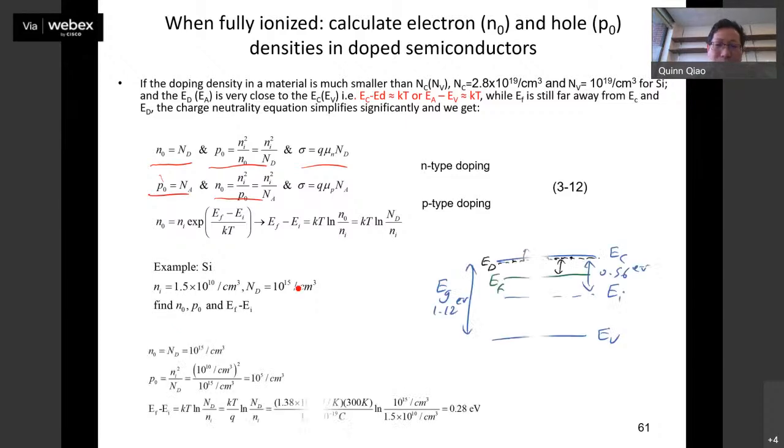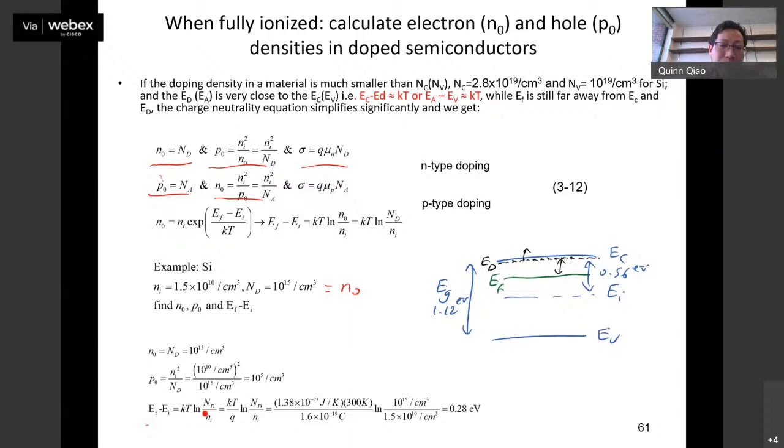I'm going to show this here. If you have the band gap, you have Ei here, you have EF here. If you dope with N-type, EF typically gets closer to EC. If you dope with P-type, EF gets closer to EV. With this, you can calculate, if the question asks you: I know Ni, I know the donor concentration, and this one is Nn. Nn equals ND, 10 power 15. Pn will be Ni squared divided by ND, so 10 power 20 divided by 10 power 15, you get 10 power 5, 100,000, for the hole. And then what is EF minus Ei?